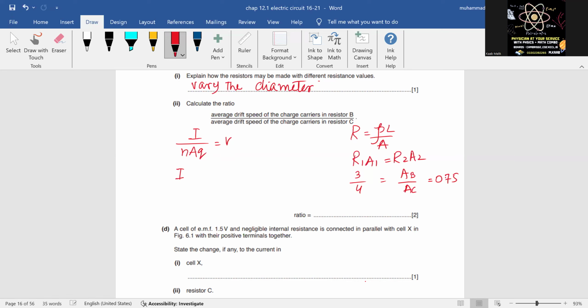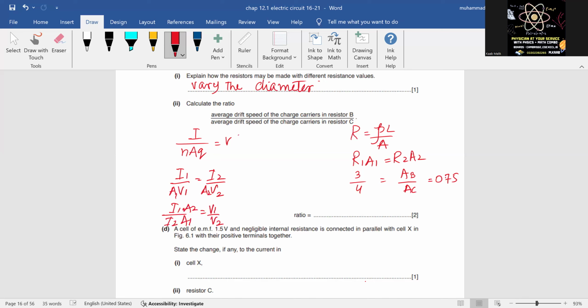You can just use I1 over V1 is equal to I2 over V2, right? And we are interested in the drift speed of B, so I1 over I2. Oh, we have to include area by the way. So A1 and A2, right? So I1 over I2 times A2 over A1 is equal to V1 over V2. Okay.